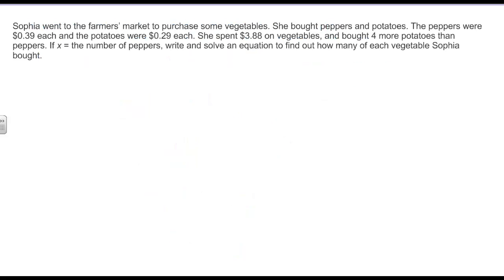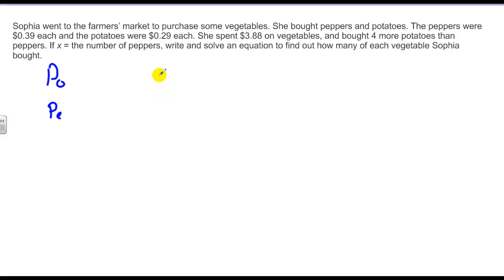So now we've got a word problem, or an application problem, and we read through and find out we have peppers selling for 39 cents each, potatoes selling for 29 cents each, spending a total of $3.88 on vegetables, and there are 4 more potatoes than peppers. So I'm going to say potatoes is PO and peppers is PE. And I'm going to make a comparison between potatoes and peppers.